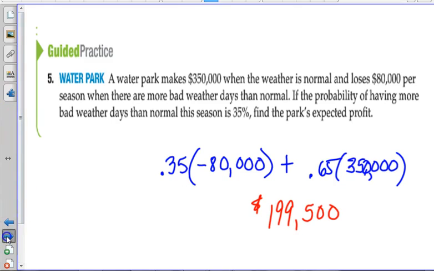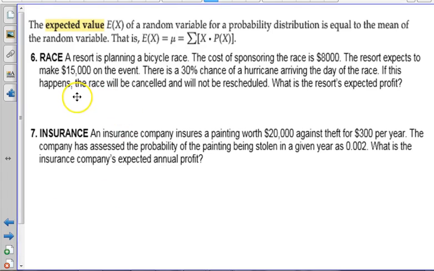All right. Moving on, you have this number 6. A resort is planning a bicycle race. The cost of sponsoring the race is $8,000. So they're out the $8,000. Okay? The resort expects to make $15,000 on the event. I'm going to count that as profit to the clear, okay? Above and beyond the amount they spent here. There is a 30% chance of a hurricane arriving the day of the race. If this happens, the race will be canceled and not rescheduled. What is the resort's expected profit?